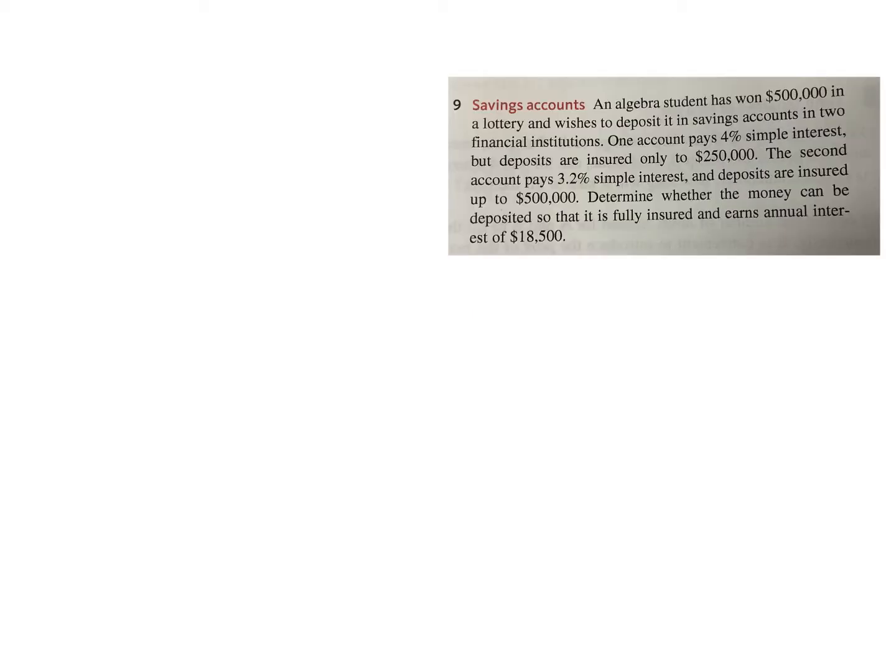All right, next. Savings account. An algebra student has won $500,000 in a lottery. He wishes to deposit it in savings accounts in 2 financial institutions. One account pays 4% simple interest, but deposits are insured only to $250,000. The second account pays 3.2% simple interest, and deposits are insured up to $500,000. Determine whether the money can be deposited so that it is fully insured and earns annual interest of $18,500.